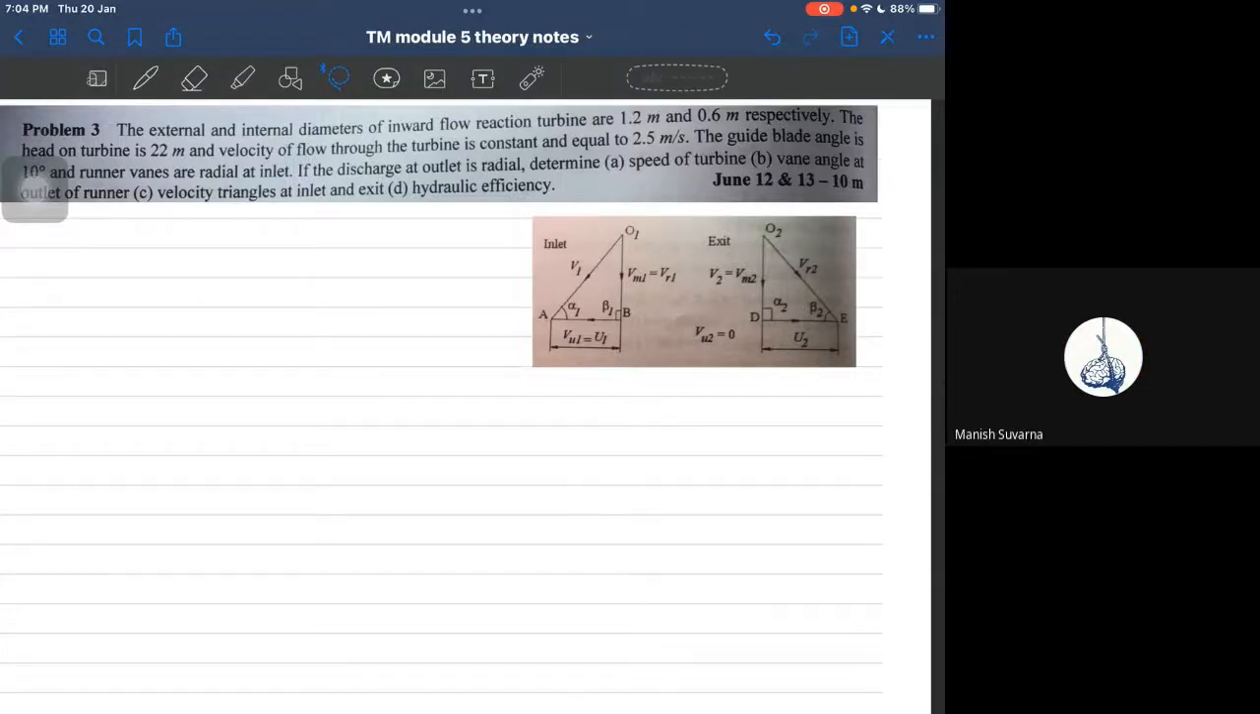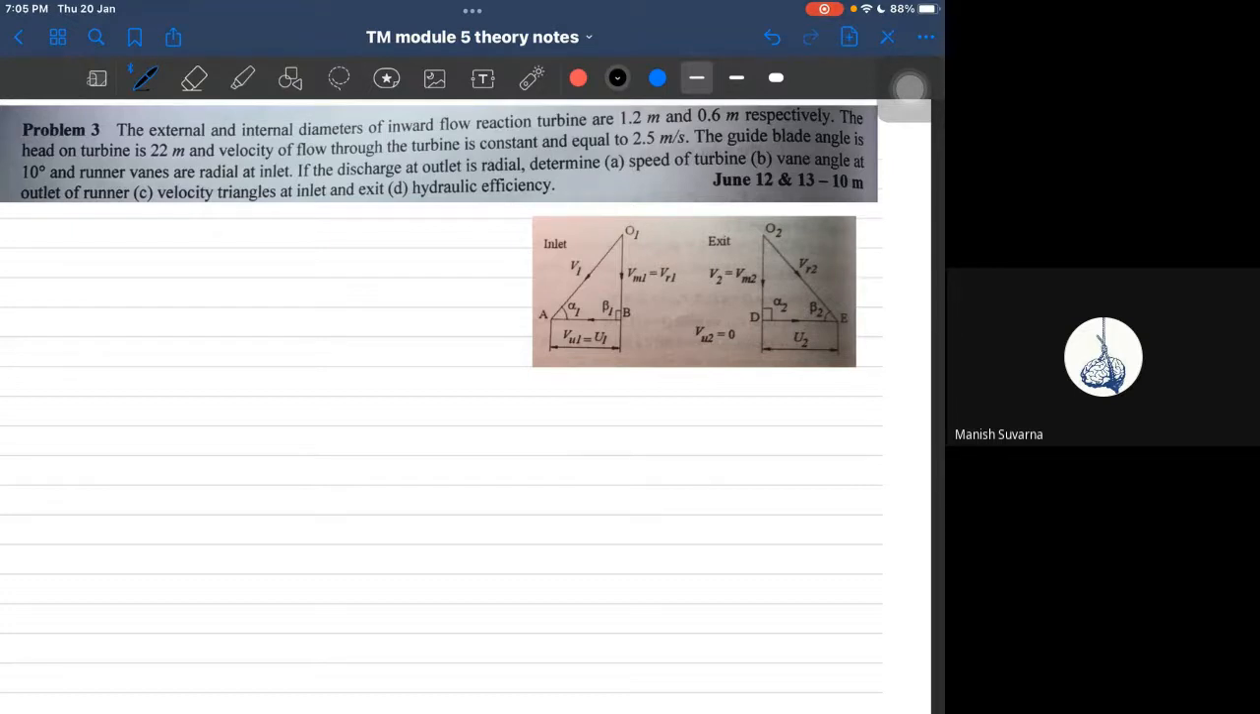Okay. So the third problem on Francis now. I told you yesterday, whenever you attempt a problem on Francis, he will use the terms inlet diameter, outlet diameter, external diameter, internal diameter. Don't go with these terms. So directly go with the values.